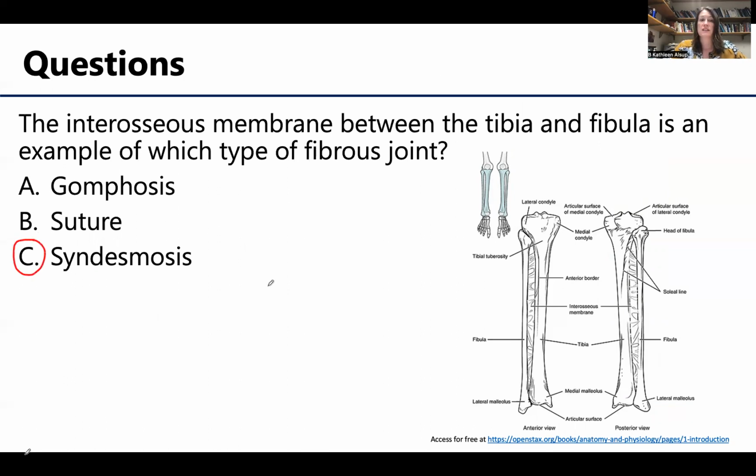A syndesmosis. Interosseous membranes are an excellent example of that. The two major examples are in the forearm between the radius and ulna, and the leg between the tibia and the fibula. Obviously, we'll talk a lot more about these bones in upcoming videos. A gomphosis is between a tooth and bone, so no. And a suture is only located in the skull, so that wouldn't make any sense when talking about the tibia and the fibula. Okay, excellent.